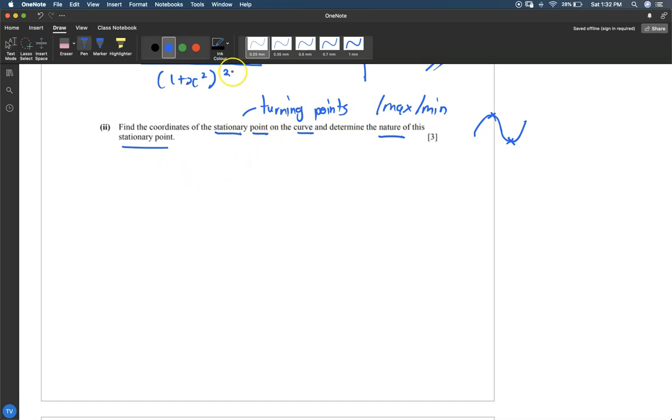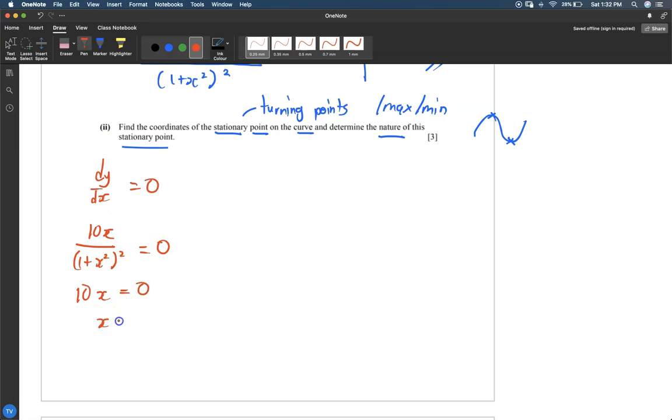Okay, what do we normally do? We do dy dx equals 0. And we have already gotten the differentiation much earlier, right? So our differentiation earlier was 10x over 1 plus x squared, squared. Let it equal 0 and try to make x the subject. So this entire thing will be 0.